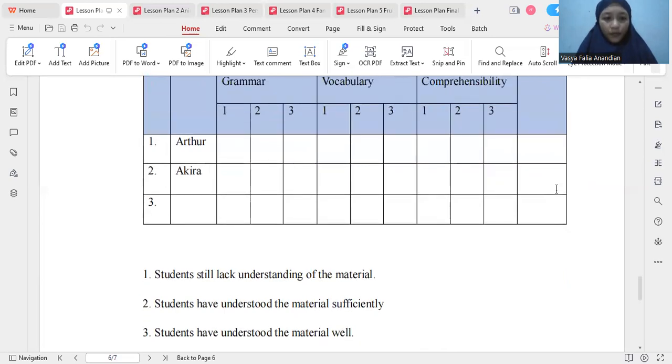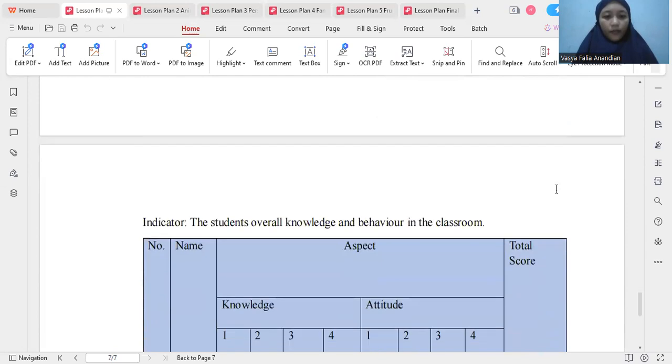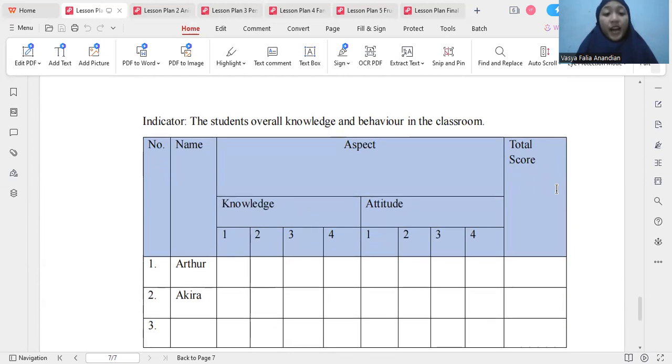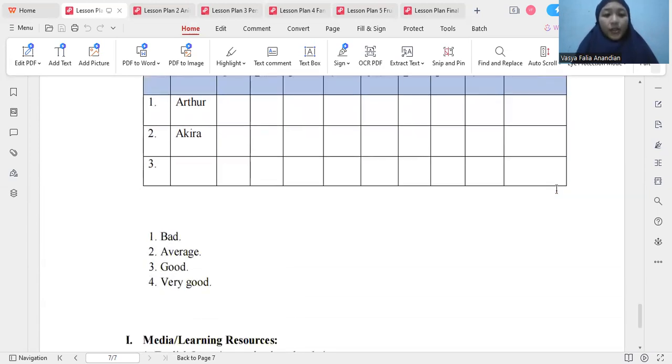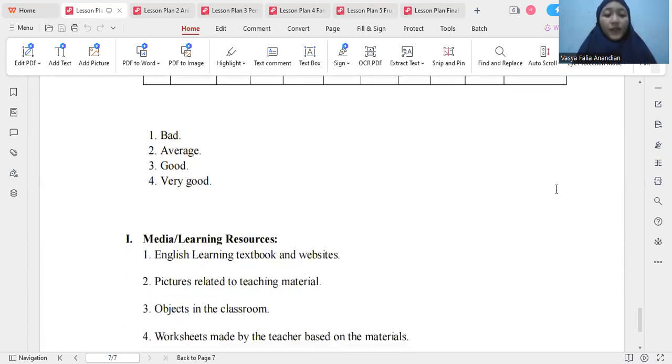So the explanation for its score are, first, if the score is 1, students still lack understanding of the materials. If the score is 2, students have understood the materials sufficiently. And if it's 3, students have understood the material well or very good. So this is the students' overall knowledge and behavior in the classroom. The aspects are knowledge and attitude. So there are 4 points. First is bad, second is average, third is good, and fourth is very good.